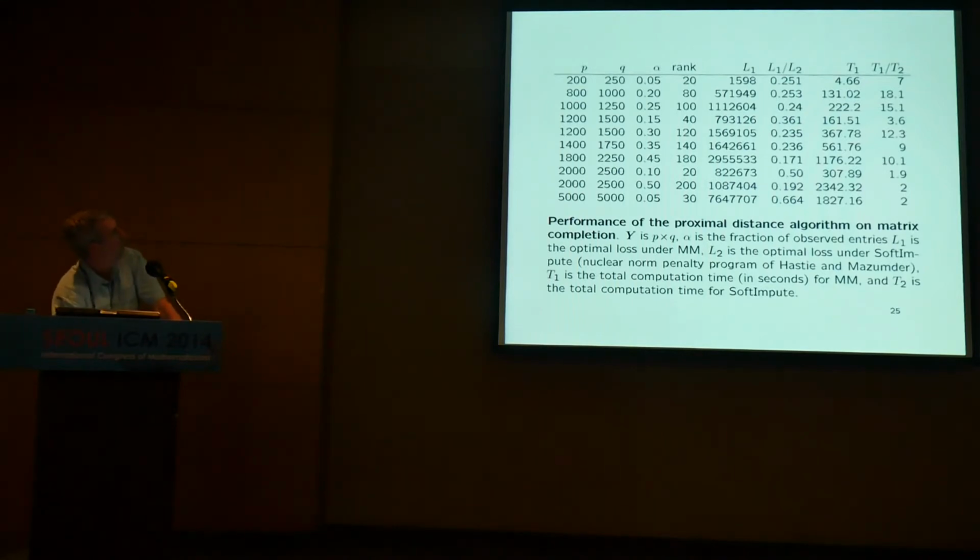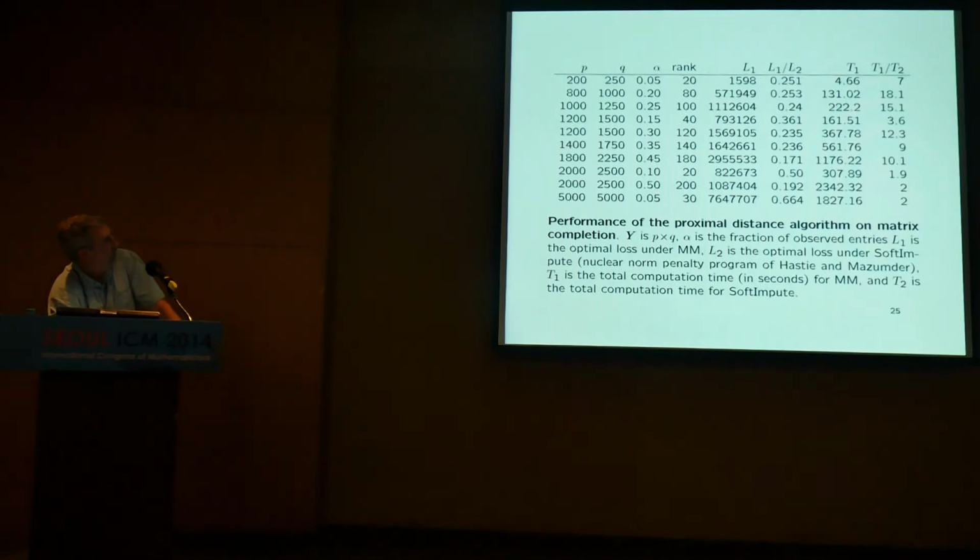Here's some data on performance. The matrix is P by Q, so we've taken it up to 5,000 by 5,000. Alpha is the percentage of missing entries. The rank is given in the fourth column.